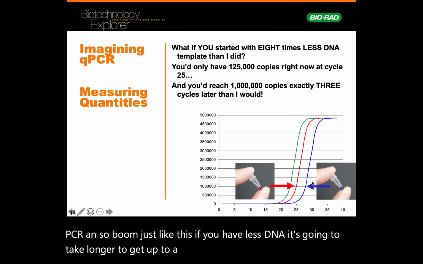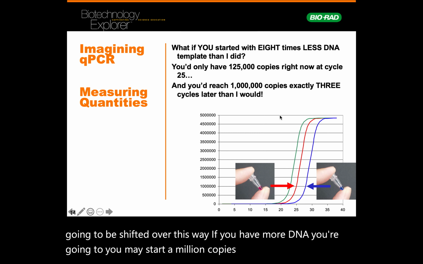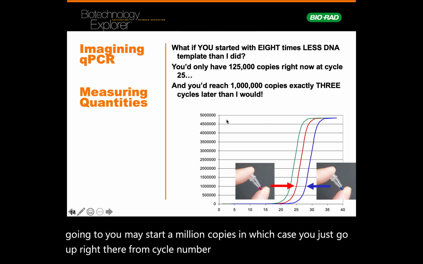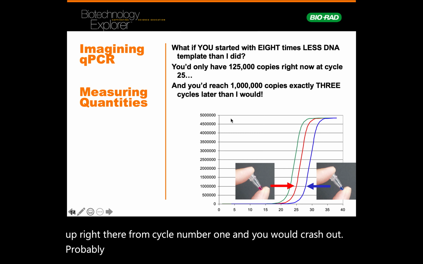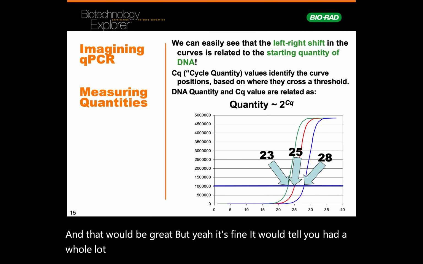And so your curve is going to be shifted over this way. If you have more DNA, you may start at 1,000,000 copies, in which case you just go up right there from cycle number 1. And you would crash out, probably at about cycle 3 or 4. And that'd be great. It would tell you that you had a whole lot of DNA to start with.